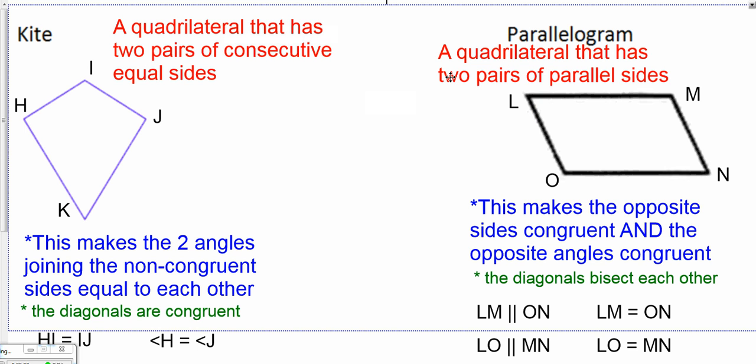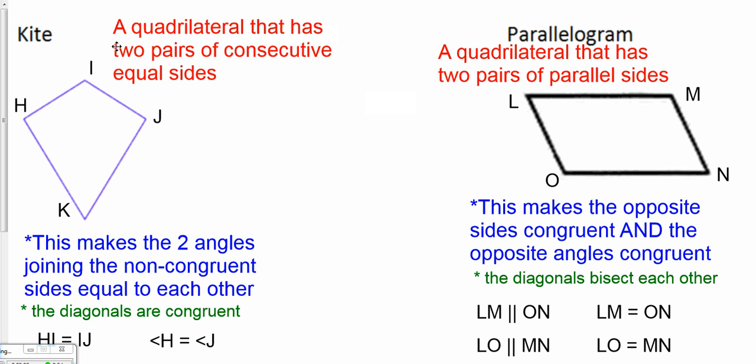Let's keep going though. We've got a kite, which is a quadrilateral that has two pairs of consecutive equal sides. Quadrilateral meaning has four sides. That's really the only information it gives us. Because it's a kite, we know something a little more. Two pairs of consecutive equal sides. Consecutive means they're right next to each other. So this one is right next to this one. Those ones are going to be equal.